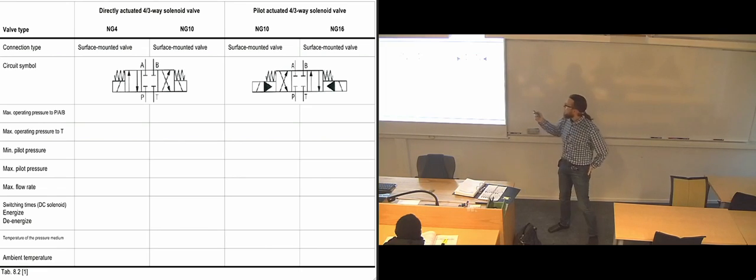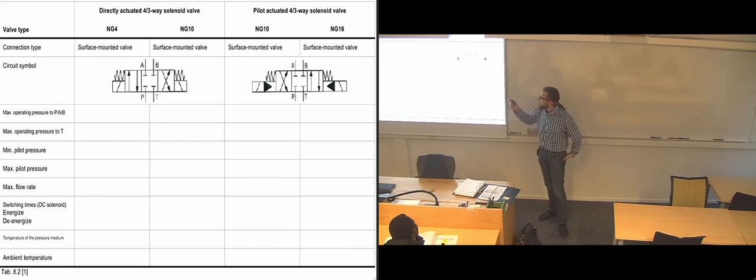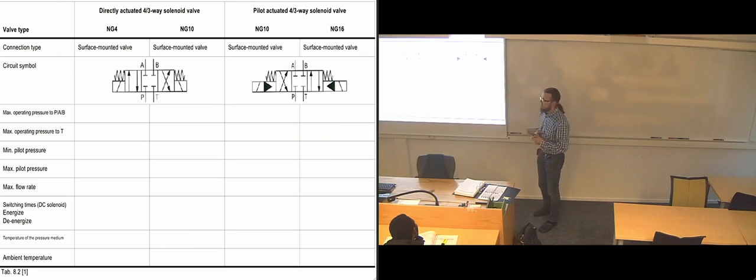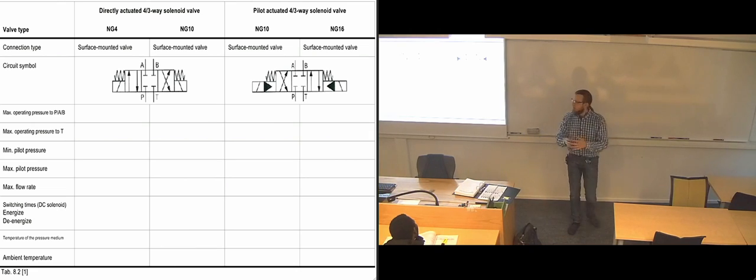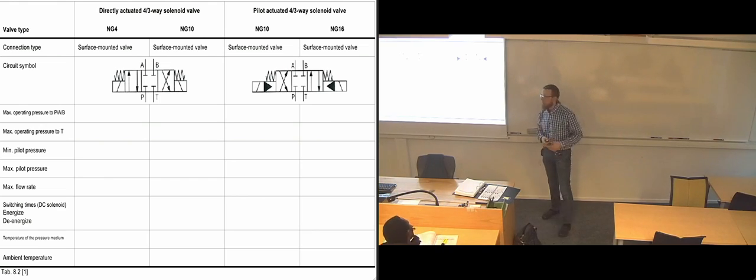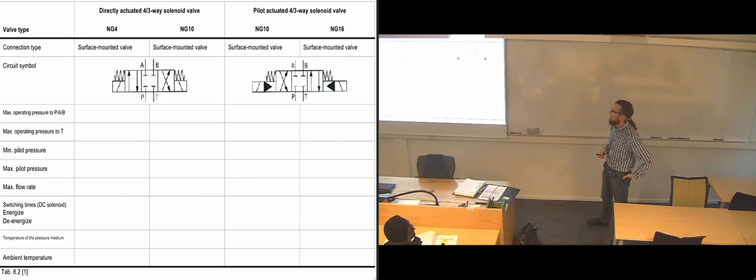The same goes for the one on this side, but this one is pilot actuated, and that's the reason why we have these black arrows on the sides there. They're to show that it's pilot actuated. So this is most likely a really large valve, which we get confirmed by looking at the higher port specification on it. We could see the NG6 was smaller than the NG10 pattern, and the NG16 is larger than the NG10. So we are getting larger and larger in the size of the valve here.